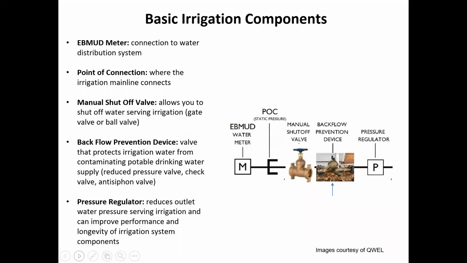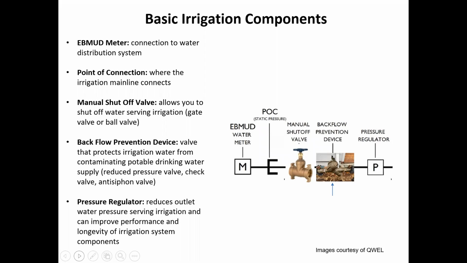Following the manual shutoff valve, you may have a backflow prevention device. A backflow prevention device protects irrigation water from contaminating the potable drinking water supply. There are other forms as well besides the one in the first picture.